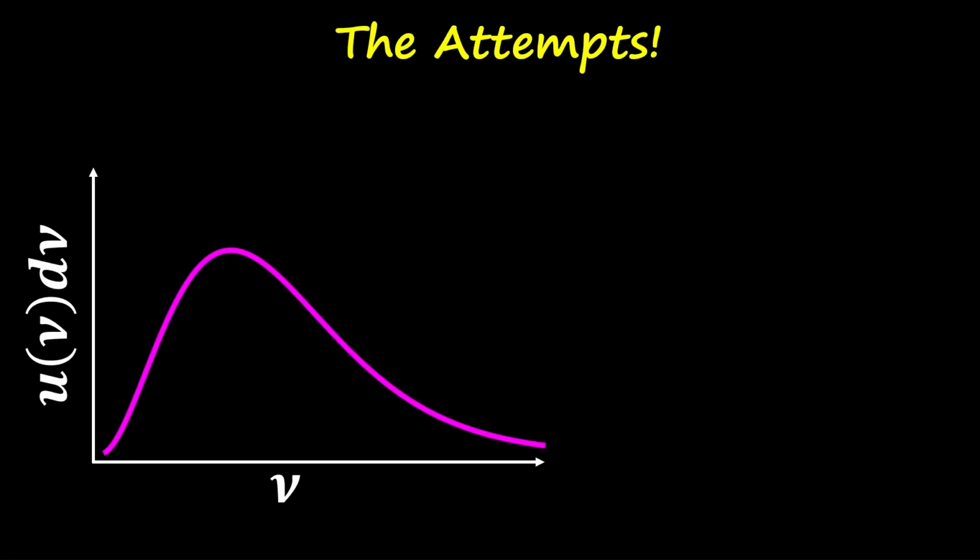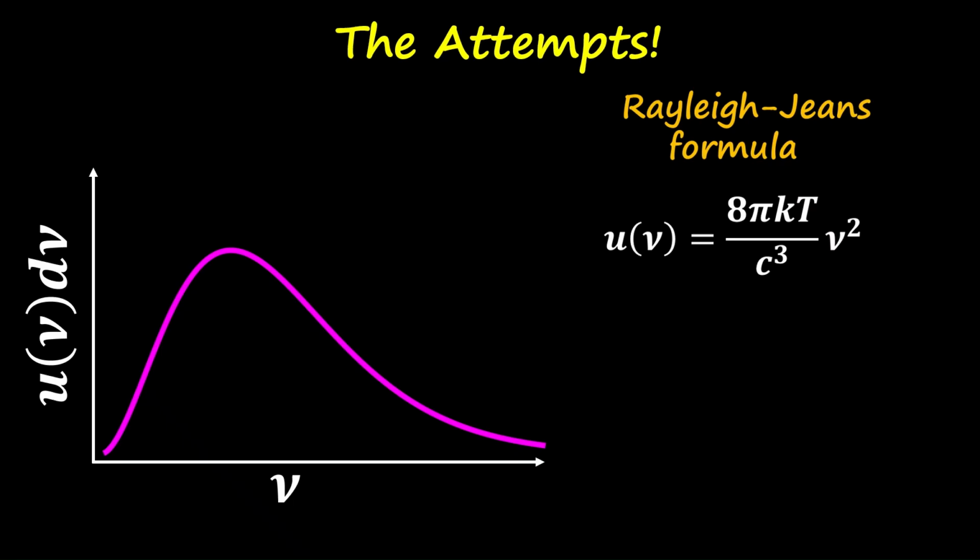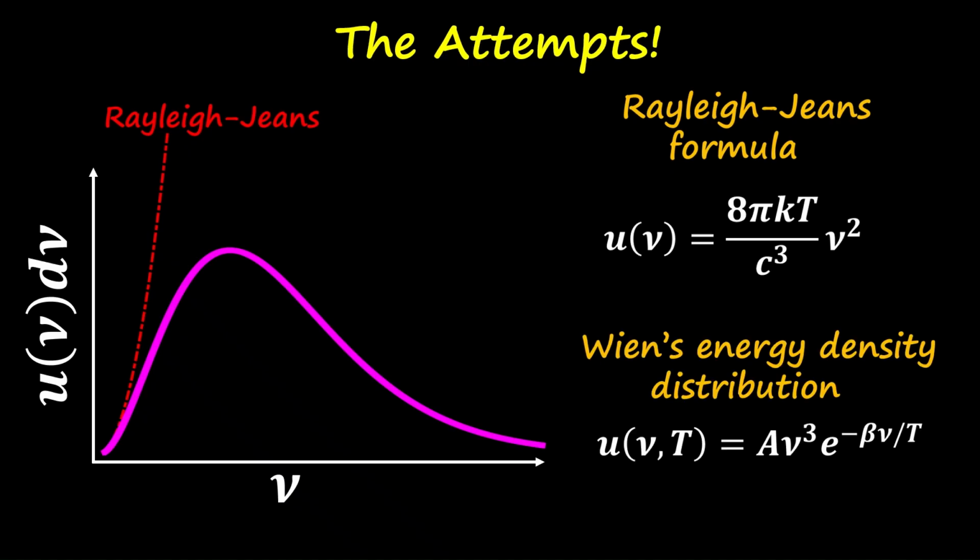Here I would like to mention two notable attempts to explain the black body radiation. The first one is the Rayleigh-Jeans formula. Now, this formula was able to explain the spectrum at low frequency, but as the frequency got higher, the energy was tending to infinity. The second one is Wien's energy distribution formula. Now, this formula worked at higher frequency, but at lower frequency, it was not matching the experimental data.